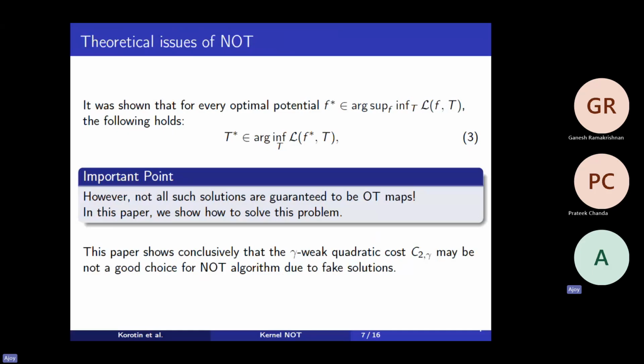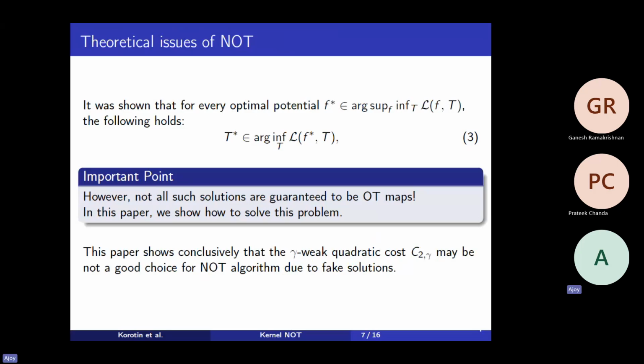But the problem is that not all such solutions are guaranteed to be OT maps. So the cost will be minimum, you cannot lower the cost further, but they will not be OT maps by definition, in the sense they will not preserve the distribution. Either the probabilities will not sum to 1 for every x, or the conditional distributions will be invalid in some sense.